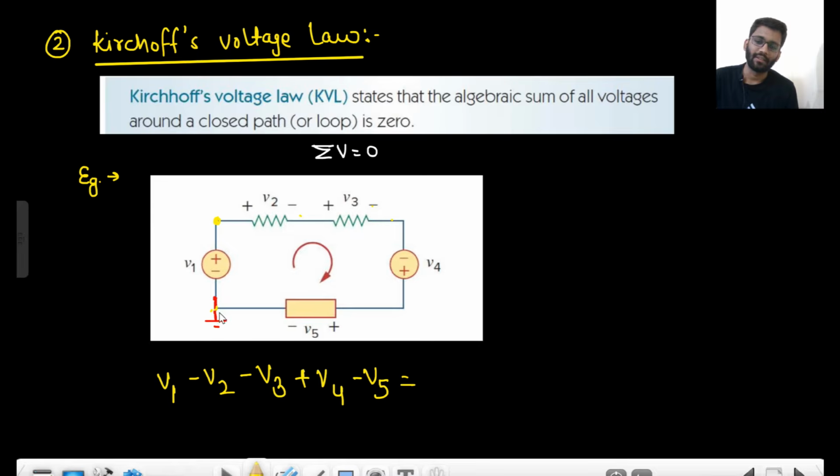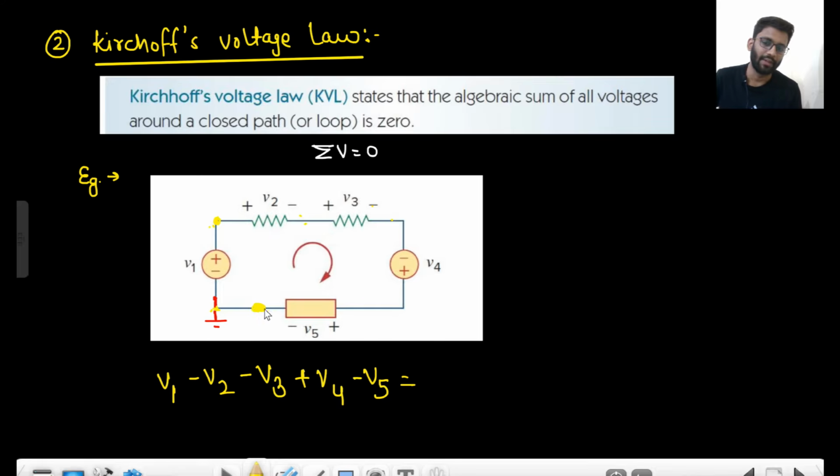Now what is the potential? 0. Here we have reached, right? Now what is the potential of this point? 0. Ground means 0 potential. Okay? Ground means 0 potential. We started from here and reached at this point. 0, jump, V1, jump, minus V2, jump, minus V3, jump, V4, jump, minus V5.